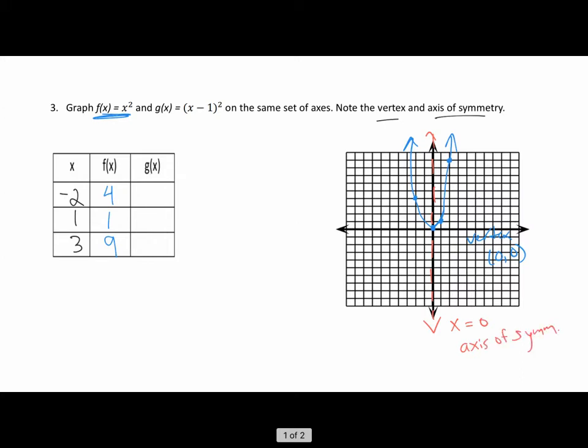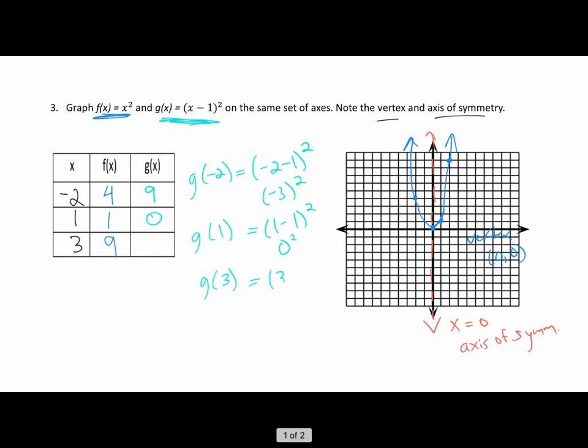So now let's take a look at what happens when we have subtraction of 1 in here. So g of negative 2 is going to be negative 2 minus 1 quantity squared. That's negative 3 squared, which is 9. G of 1 is going to be 1 minus 1 squared, which is 0 squared. So that's 0. And g of 3 is going to be 3 minus 1 squared, which is 2 squared, and that's 4. So let's plot those on the graph here.